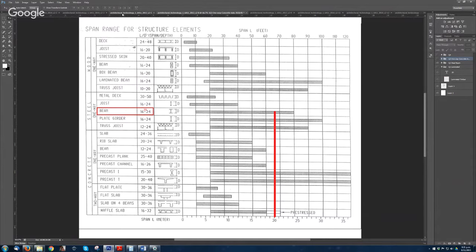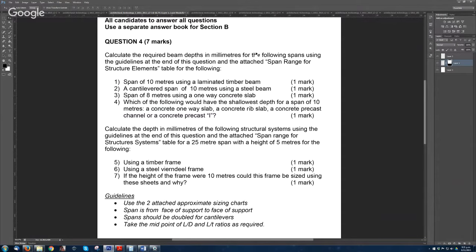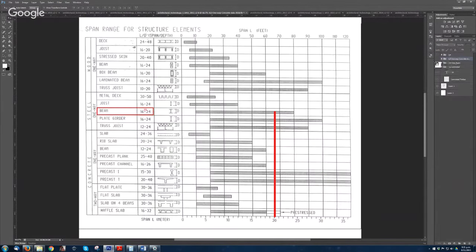Then for the third question, span of 8 meters using one-way concrete slab. One-way concrete slab, 5, 6, 7, 8, go up, doesn't touch, so it's out of the scope. You can't use a one-way concrete slab to span 8 meters. Don't be afraid. Sometimes when you look on the table and you don't find your answer, it's out of the scope. It's okay, or it needs to be SED, specifically engineer design. So it can happen.